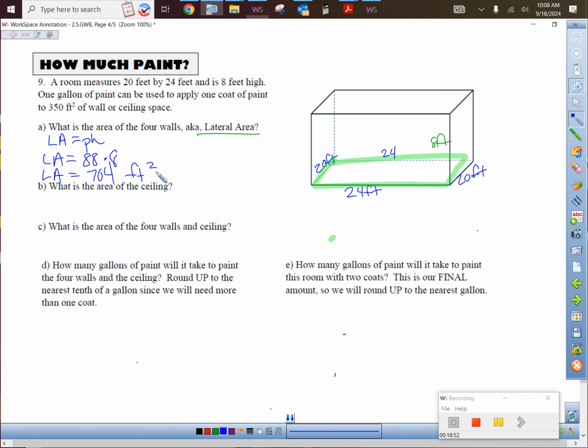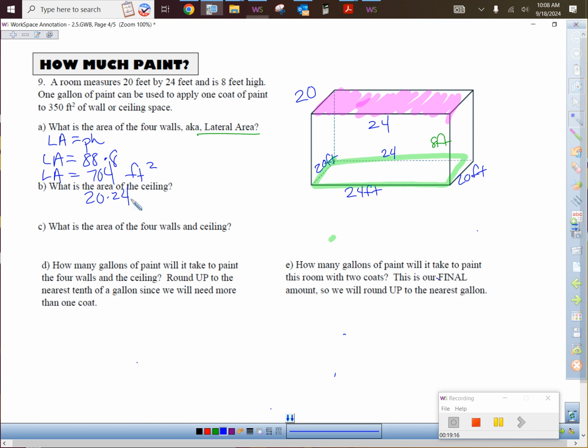What's the area of the ceiling? Like, you do have to paint the ceiling of your house, usually, unless it's tile like this, but most people have sheetrock up there. What's the area of the ceiling? How do you feel about that being 20 feet by 24 feet? Is that still okay with you? That's like the ceiling. So we'll do 20 times 24.